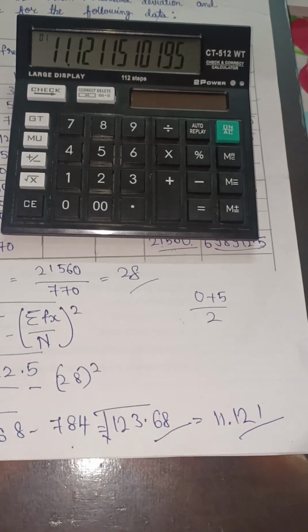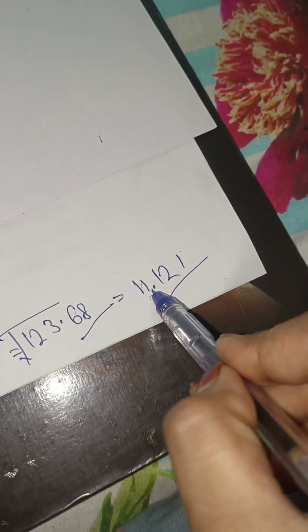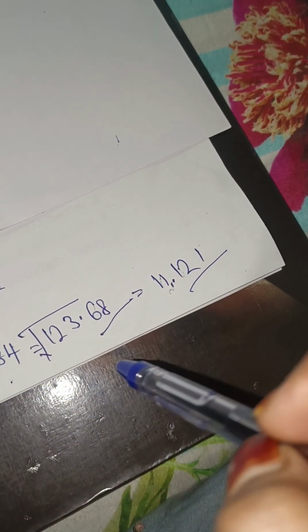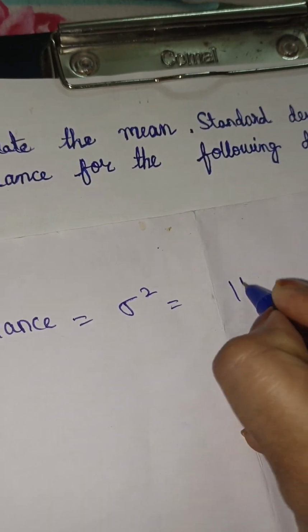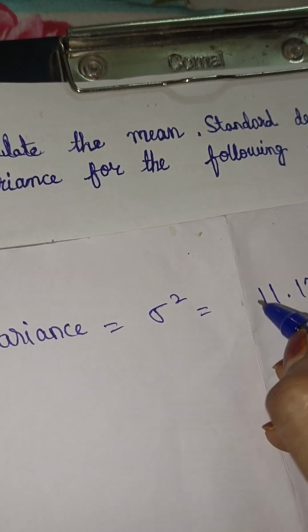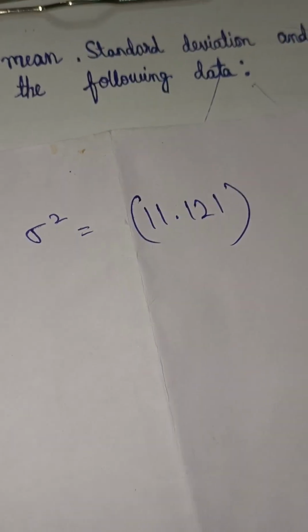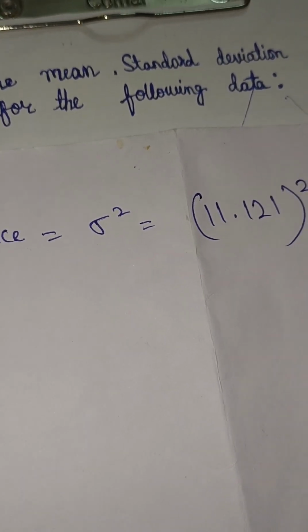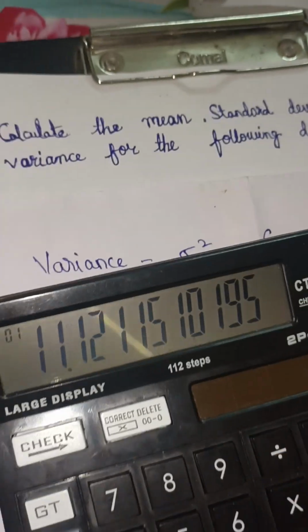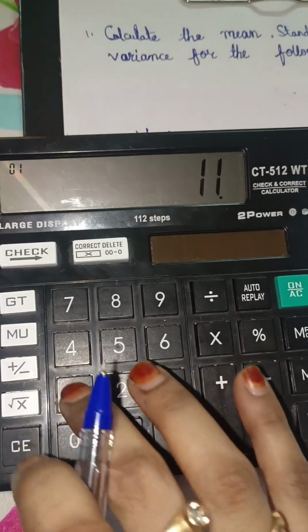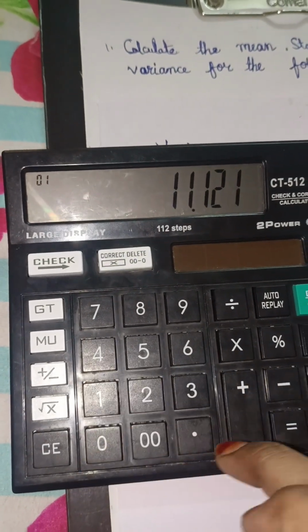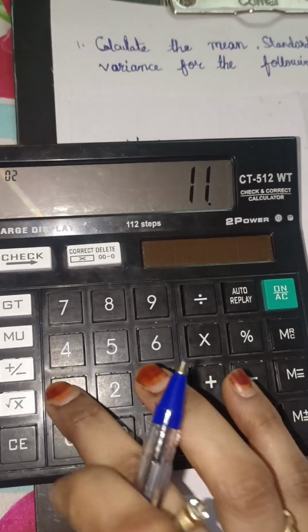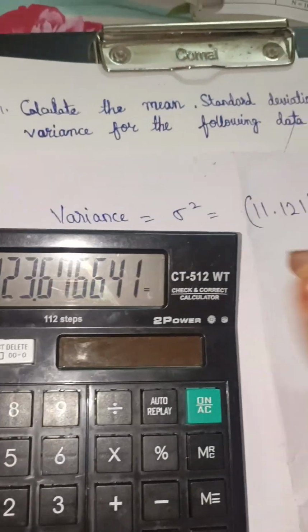So the next thing that we have to find out is the variance. So to find out variance, you just need to take this term which we found out by calculating the standard deviation. So let's write here 11.121. So the only thing that you need to do to find out variance is just to whole square this whole term. So after whole squaring this term, we will find out our variance. So 11.121 into 11.121. So we will get our variance.